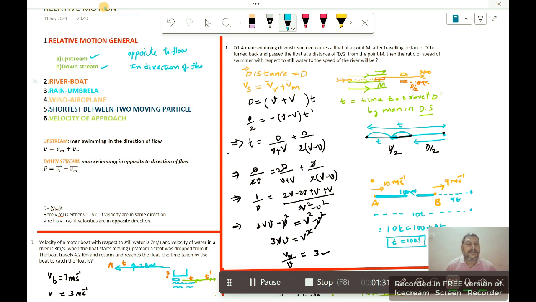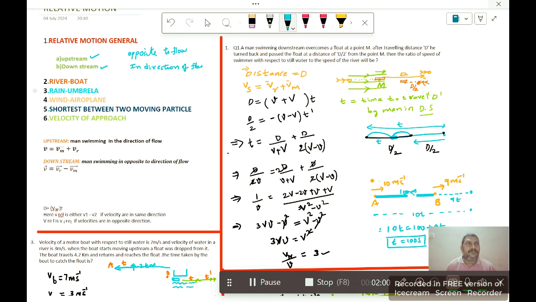Next one, river boat problems. In the river, how you row the boat to reach the opposite end. If you want to reach by the shortest path, or in the shortest time, or reach exactly one decided point, in these 3 ways, how you have to row the boat or swim to reach that point, we will discuss.